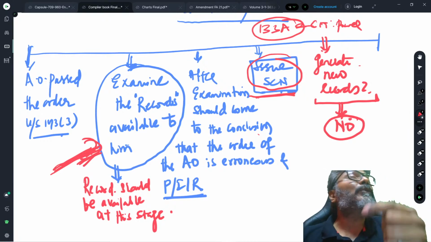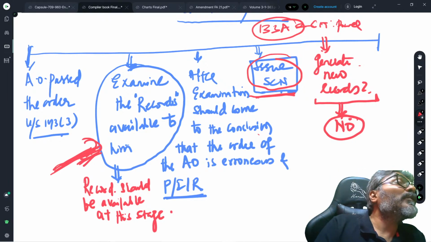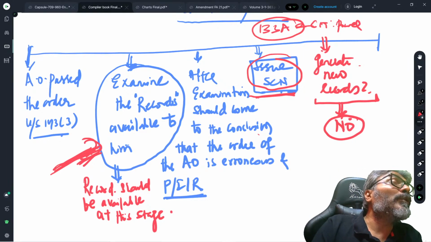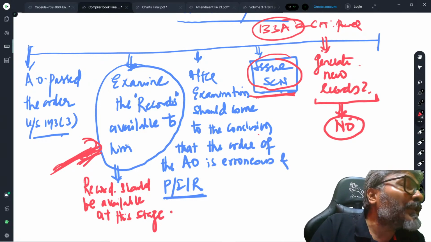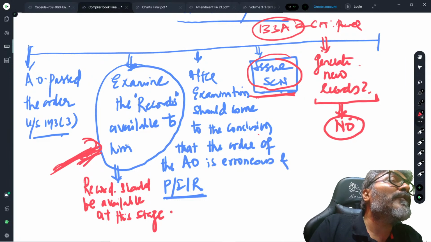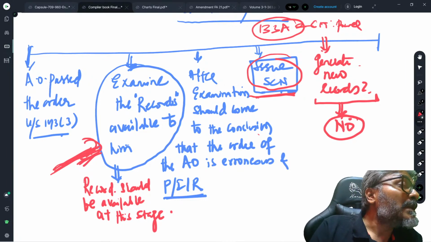So what do they do? They conduct a survey then and try to get more details, more evidence against the SSC, so that in respect of that he can prove that what the AO did is an erroneous action and it is prejudicial to the interest of revenue, and therefore we are giving them again a new show cause notice. So students, the position of law is very clear.